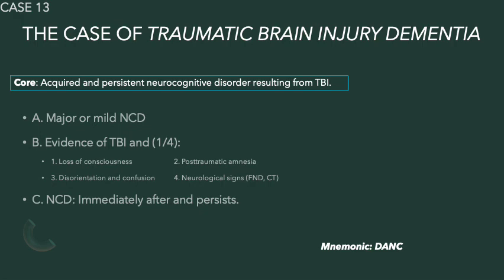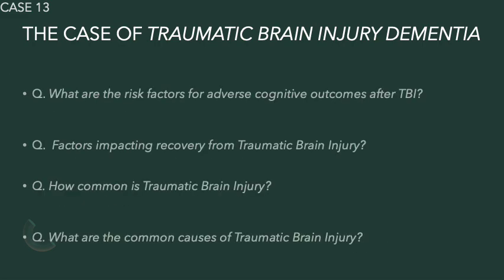Mnemonic for evidence of TBI and the 4 associated symptoms is DANL, standing for disorientation, amnesia, neurological signs, and loss of consciousness. There's some additional questions, because no one is around to ask you them.